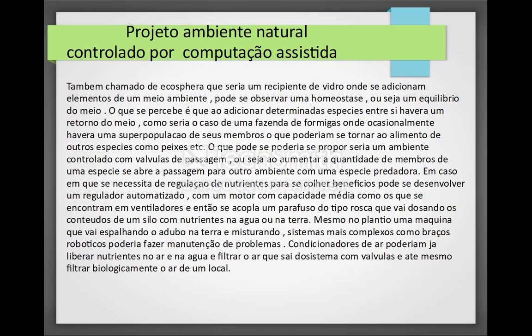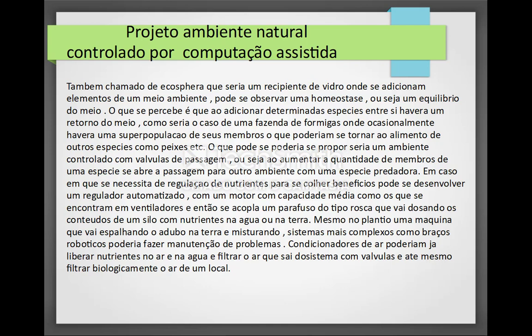Also called an ecosphere, that would be a glass container where elements of an environment are added. Homeostasis can be observed, that is, a balance of the environment. What is perceived is that when adding certain species to each other, there will be a return of the environment, as would be the case of an ant farm, where there will occasionally be an overpopulation of its members, which could become food for other species such as fish, etc.